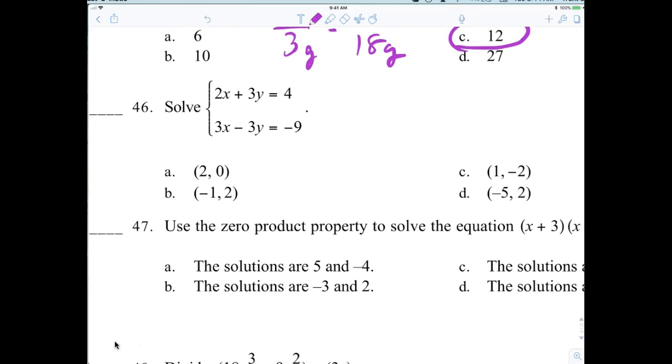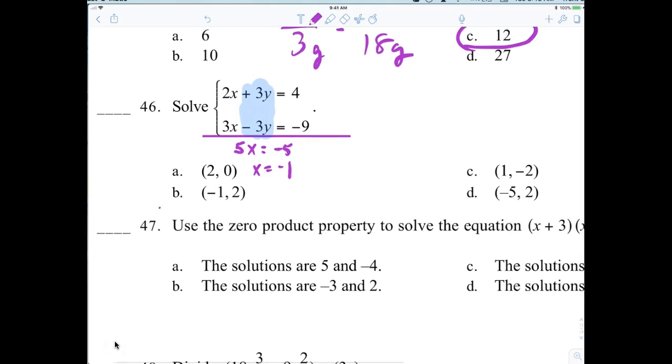Now, solving this system of equations. Easiest thing to do is just add them together, right? And the reason why it's easy is because why? The plus and the minus do what? Cancel out. So we have 5x equals negative 5. So then I always encourage kids to look to see if I have to figure out what y is. Do I have to figure out what y is? No. Because negative 1 is the only answer for x, right?